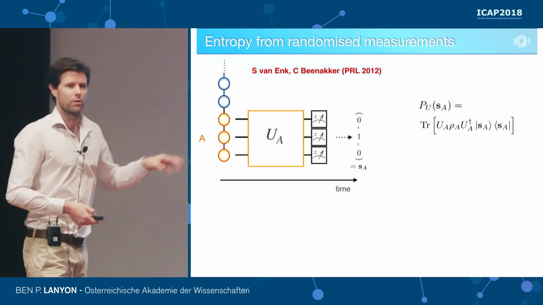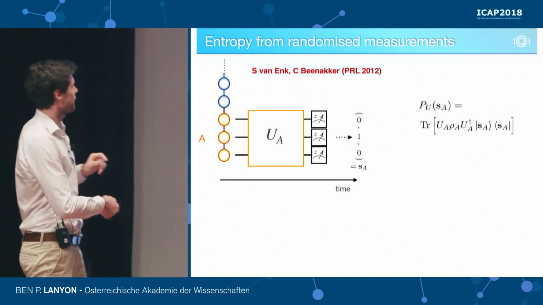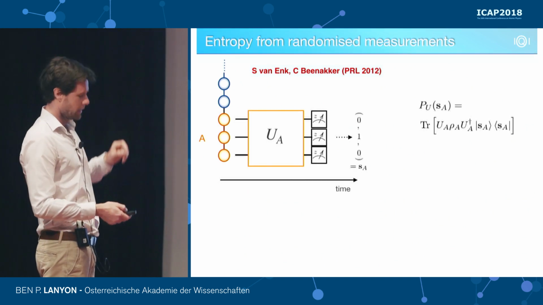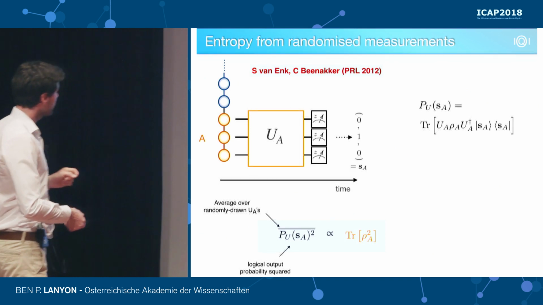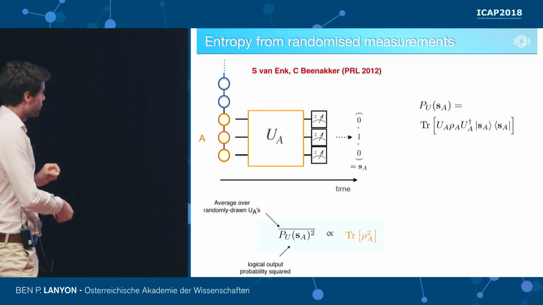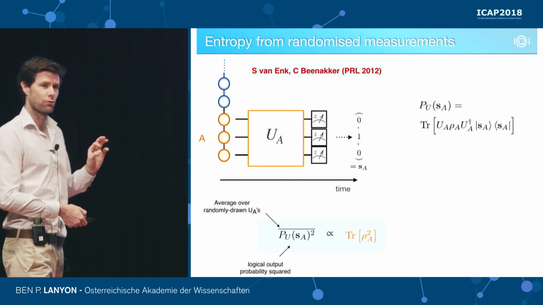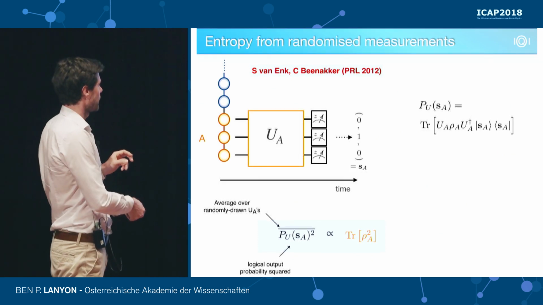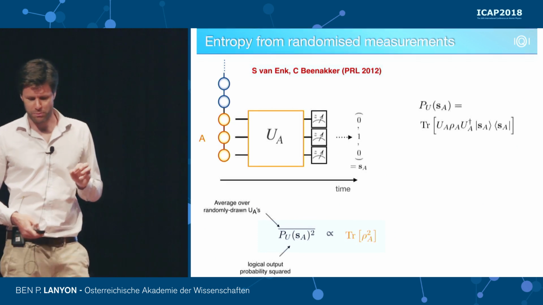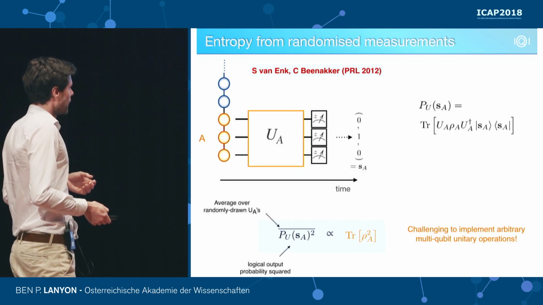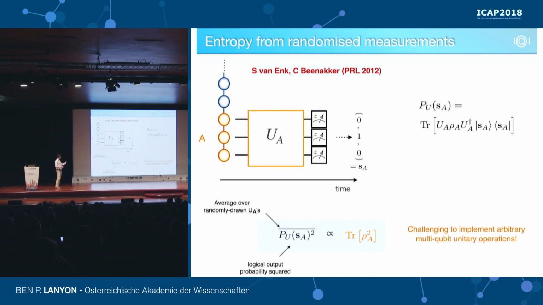And then you repeat this experiment to get measurement statistics, and you can get an estimate for the probability of getting a particular logical state outcome. And these guys showed that the logical probabilities squared, averaged over randomly drawn multi-qubit unitaries, gives you trace rho squared. So somehow the information is in the noise of the measurements here. This is a very impressive piece of work and led to all of this.